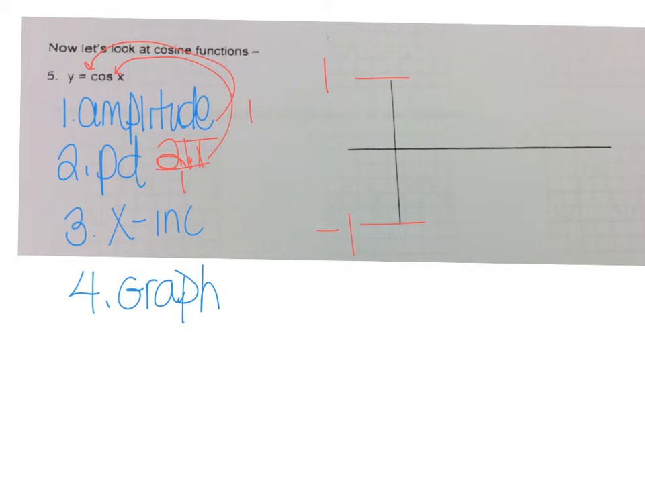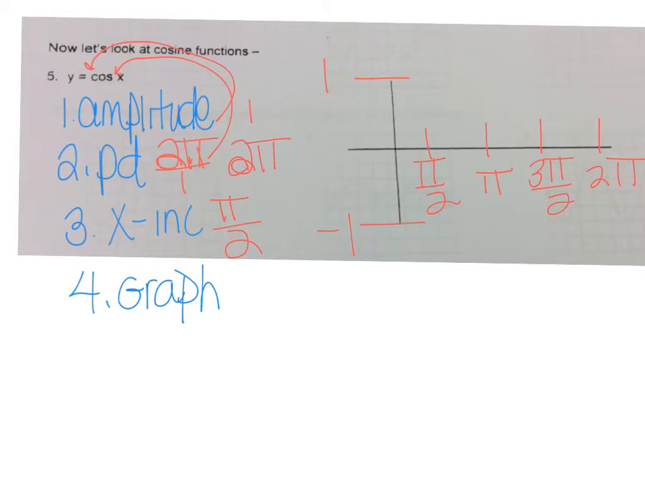Coefficient of the angle, or x. So this is 2 pi. We're going to split it up into fourths and see what our x increments are. So when we split 2 pi over 4, we get pi over 2. So we're going to set our graph up in increments of pi over 2. So this is 1 pi over 2, 2 pi over 2, 3 pi over 2, and 4 pi over 2. We are ready to graph this thing.